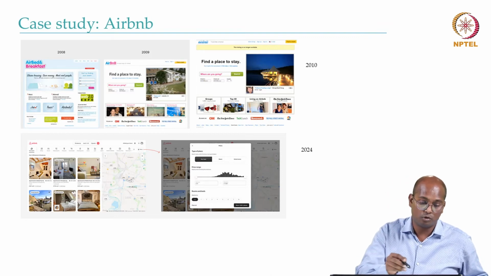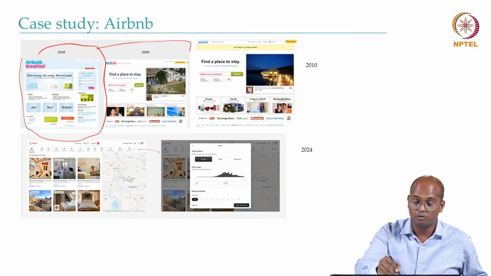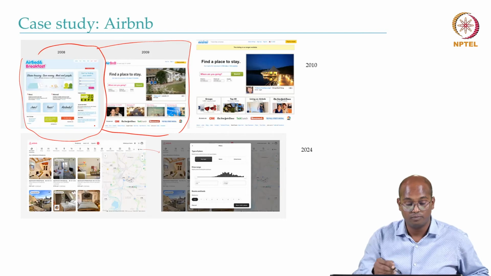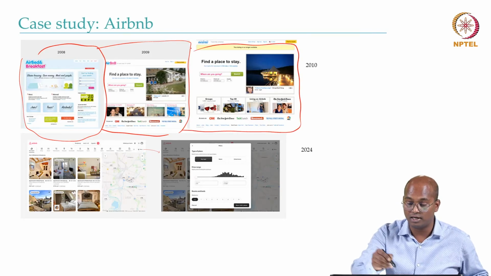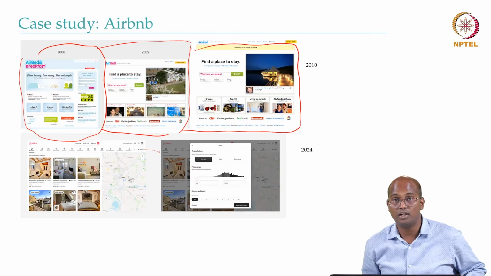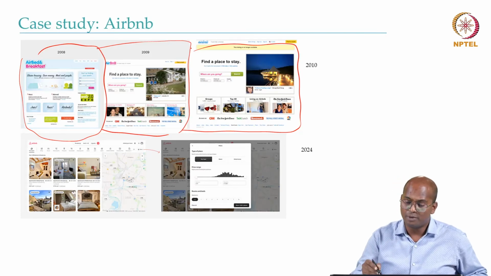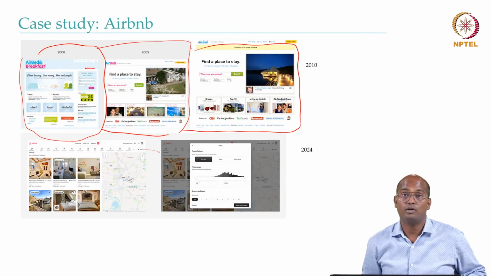So as you can see, in 2008, it looked something like this. Next year, by 2009, it had improved, I would say. And in 2010, you can see further changes based on the discussions they had with their users and stakeholders, because there are primarily two stakeholders. One is the host, who is going to host the travelers, and the second is the traveler, who is going to stay at the host's house.